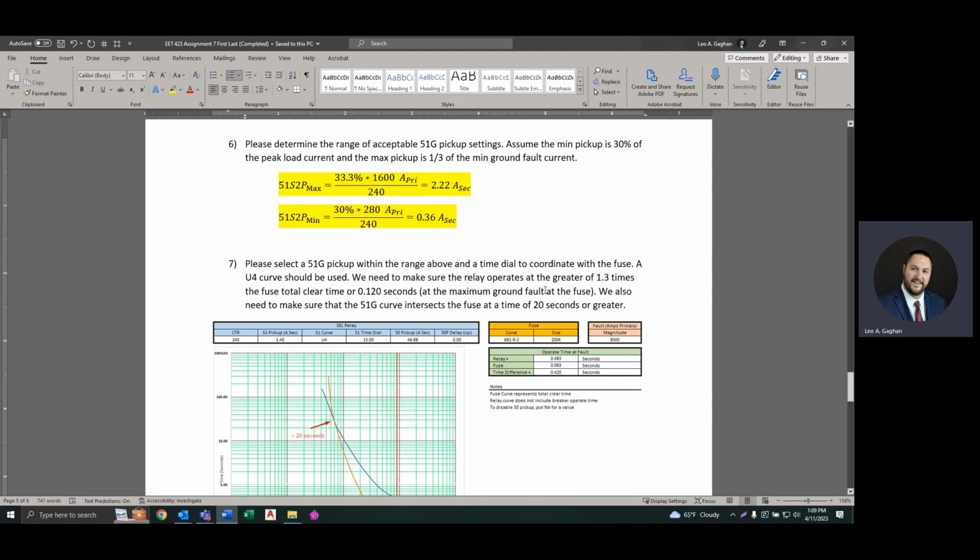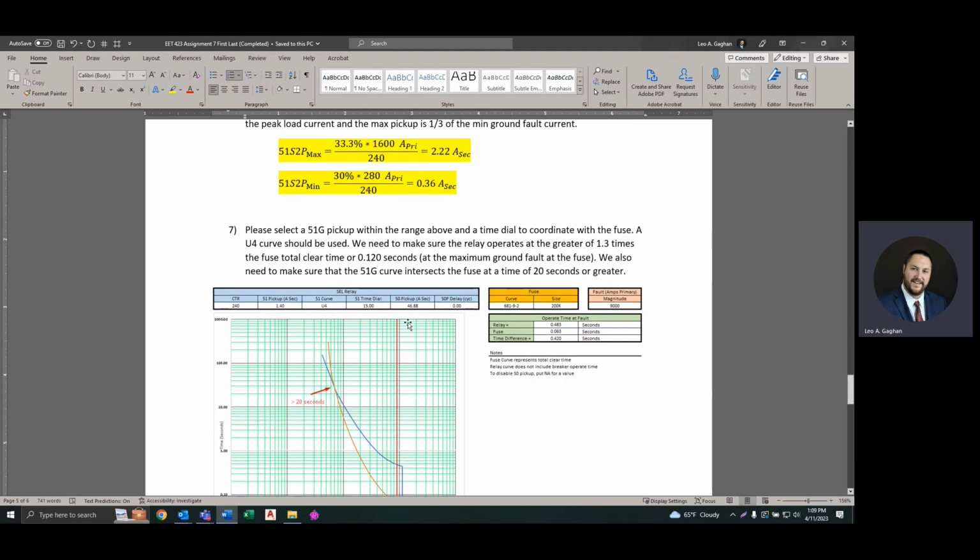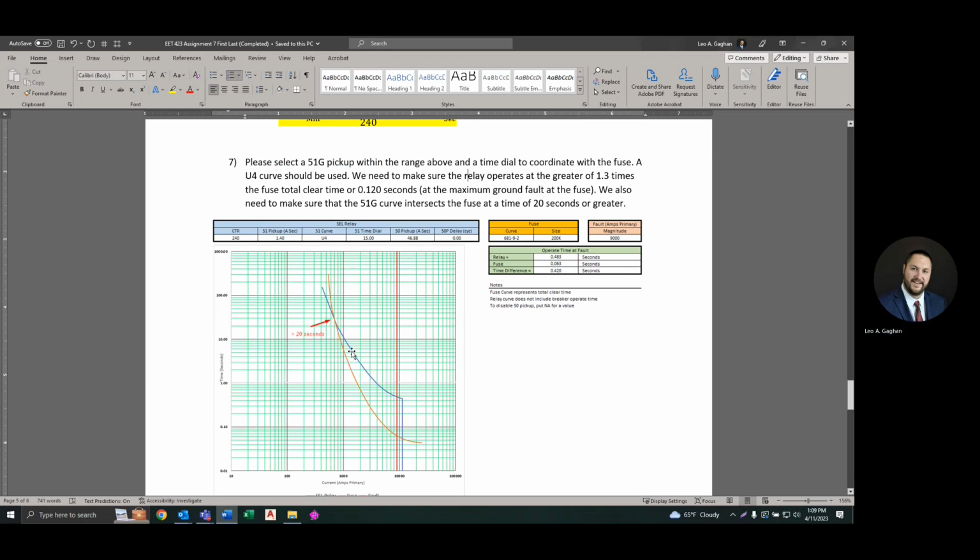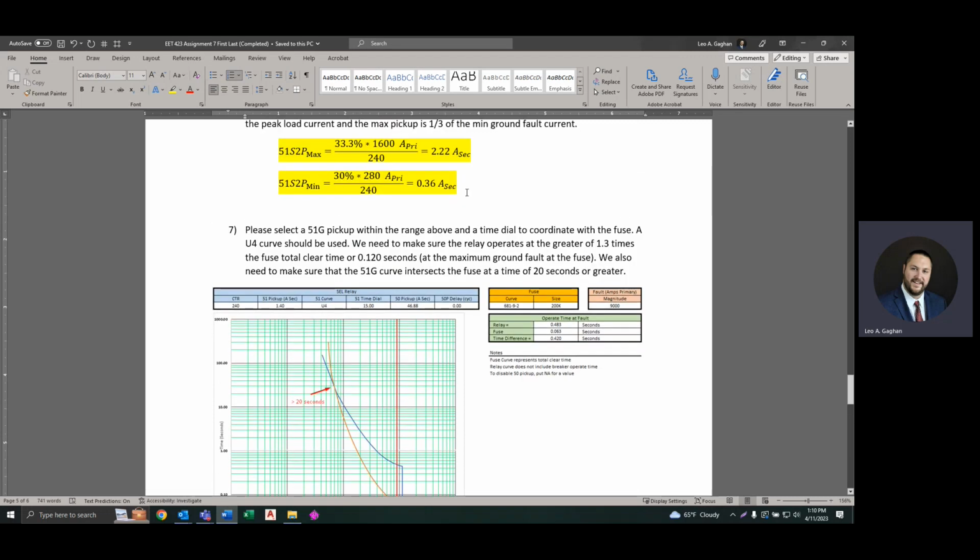But we had the additional criteria that we needed the 51G curve to intersect the fuse at 20 seconds or greater. The reason we need that is because fuses need to be set above peak load for whatever load that they're carrying, but ground overcurrent elements do not. They can be set to a percentage of the peak load because they really only need to overcome the imbalance or what's flowing on the neutral, which should be 0 on a perfectly balanced system.